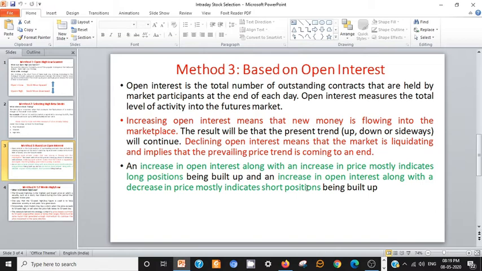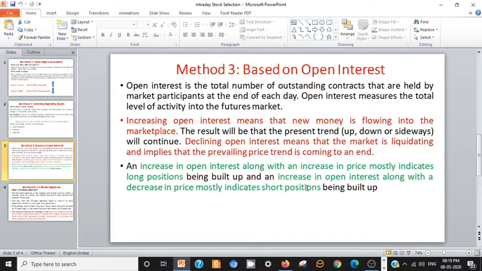Increasing open interest means money is flowing into the marketplace, into the stock market. So whatever the current trend is, whether it is moving up, down, or sideways, it will try to continue further. Declining open interest basically means that the market is getting liquidated and implies that the prevailing price trend is going to come to an end. So here is what you have to select.